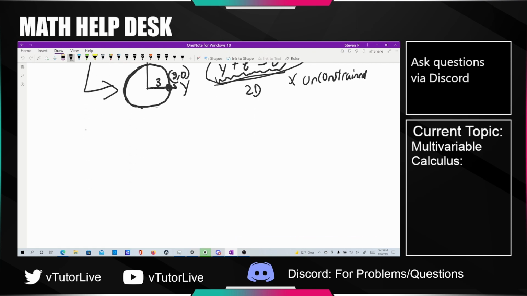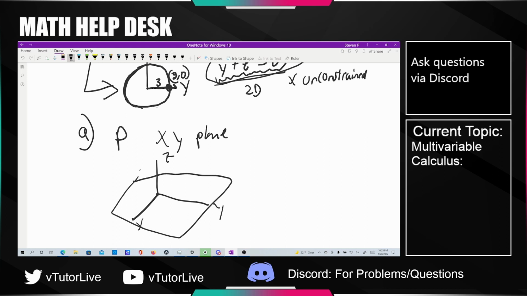Well, let's see if we can quickly go through. Part A: the plane through P parallel to the XY plane. I always like to draw these out a little bit. If the axes are X, Y, Z, the XY plane is where Z is equal to 0, right? So something that's parallel, sorry, this was a really terrible XY plane.